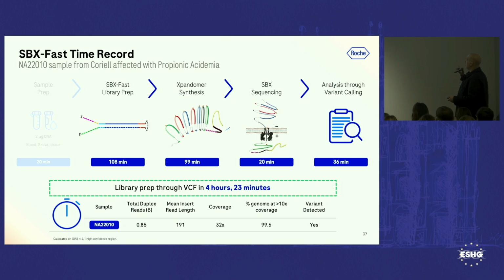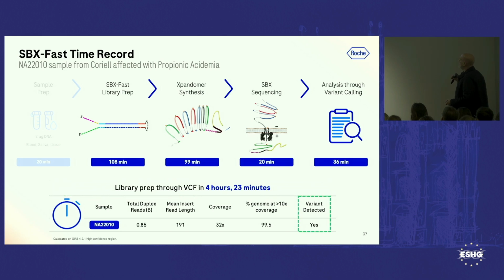So we were able to detect the variant. In this case, it was a Coriell sample with propionic acidemia, able to positively detect that at 30x coverage in just a little over 4 hours and 23 minutes. This did not include the actual DNA prep. So add another 20 minutes to that, and we'd be at about 4 hours and 43 minutes for total sequencing from blood sample all the way through variant calling. So pretty exciting. It's fun to work on that and fun to continue to work on that.